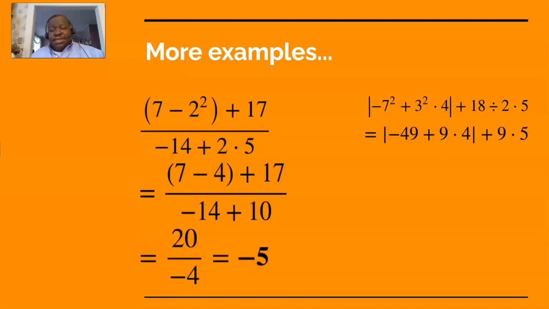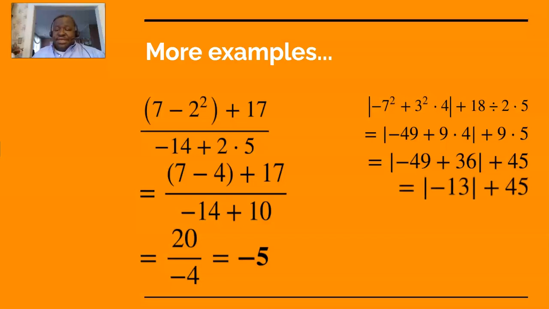All right, now, still looking inside of that absolute value, our next operation is going to be to multiply. So we have negative 49 plus 36 in the absolute value. 9 times 5 is 45. So now, let's look at the absolute value one last time. Negative 49 plus 36 is negative 13. The 45 just comes down. The absolute value of negative 13 is positive 13. Plus 45 is 58. So this gives you 4 examples.